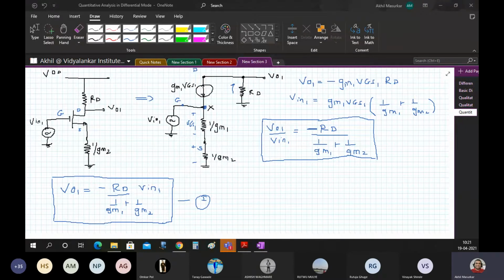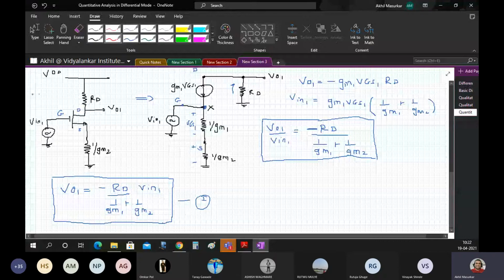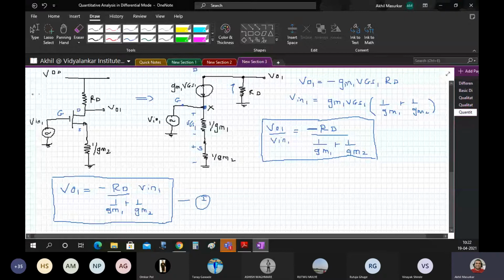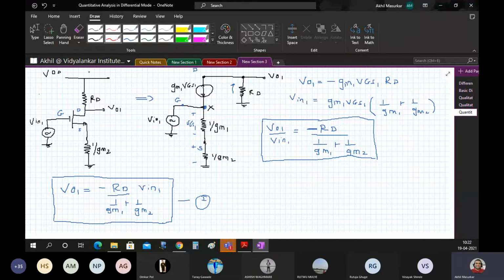Now this circuit is very difficult to see. Otherwise, when we are applying the superposition theorem, what we are actually trying to do is see what V01 minus V02 is due to V in 1, and again see what V01 minus V02 is due to V in 2. Once we know both responses, we will add them and comment on the differential gain. That is the strategy.